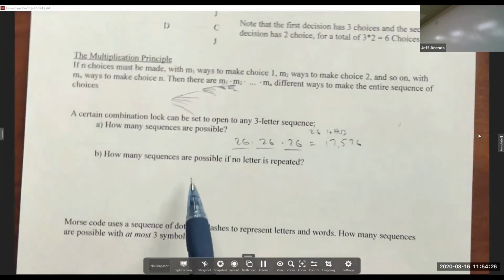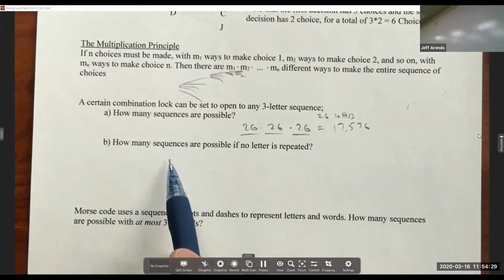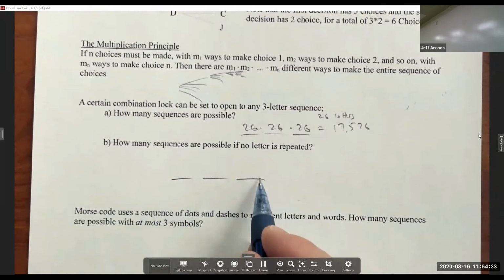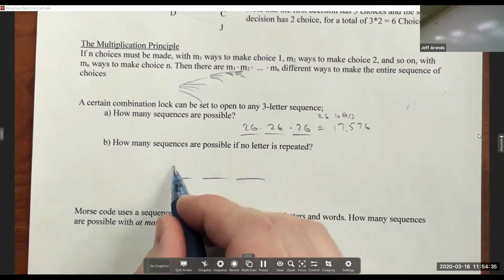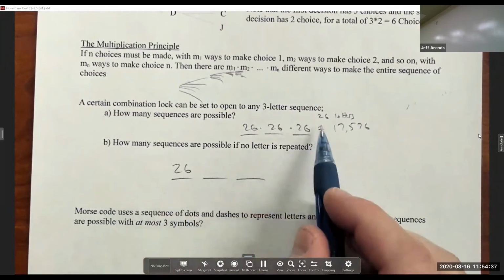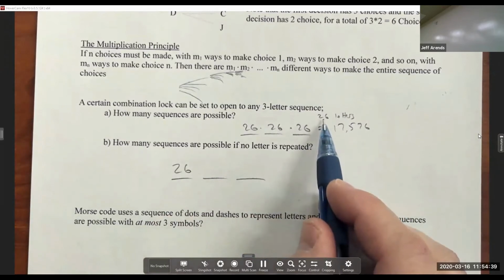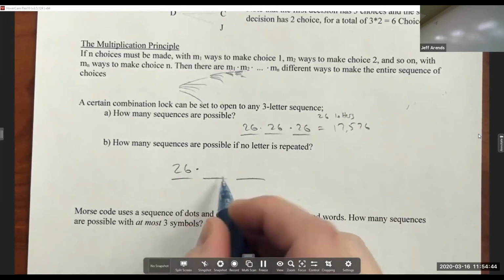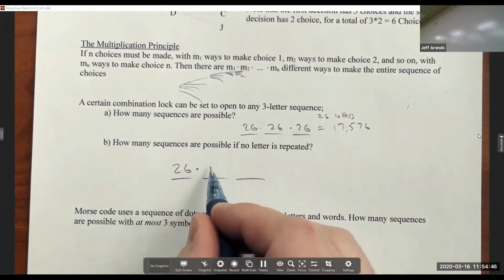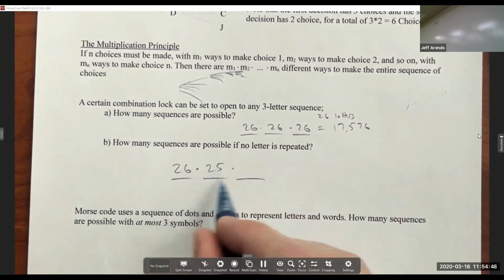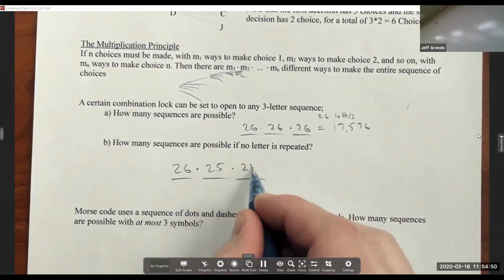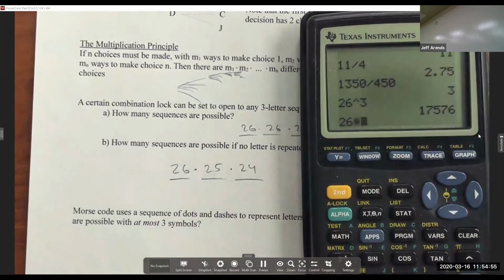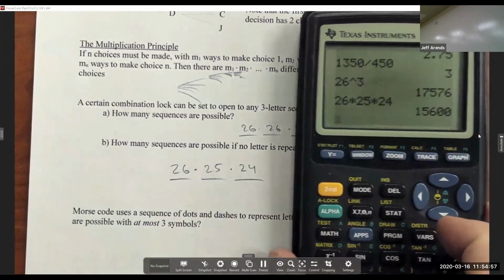All right, how many such sequences are possible if no letter is repeated? So again, we have 3 different choices being made. For the first choice, there are 26 different choices because you can choose any letter for that first letter. But when you come to choose that second letter, you can't reuse the first one. So now there's only 25 available for the second letter. And then for the third one, there's only 24 available. So we get 26 times 25 times 24, which gives us 15,600.